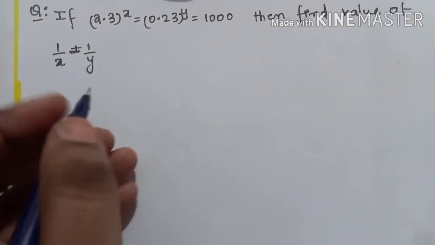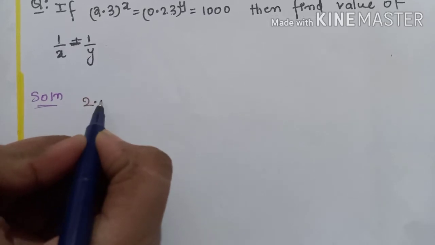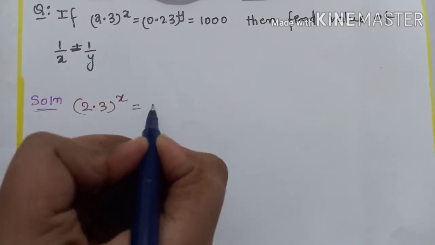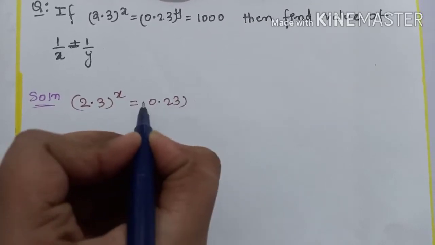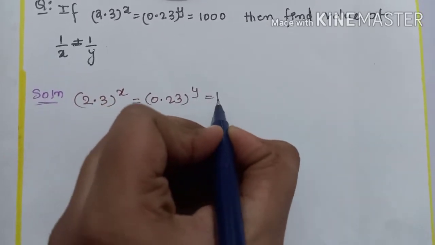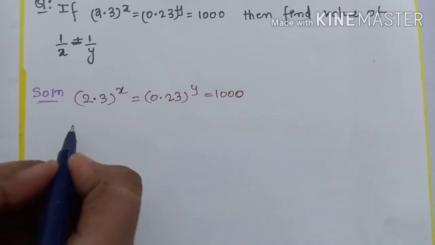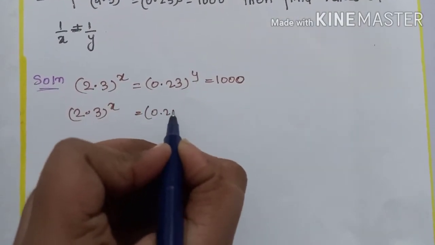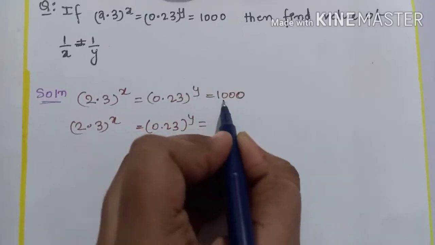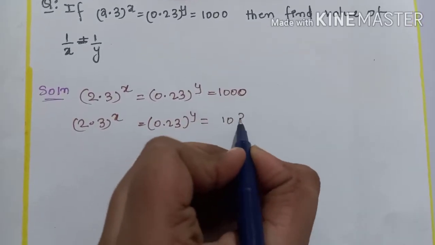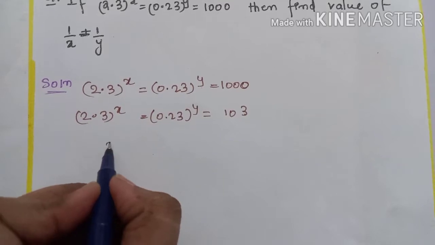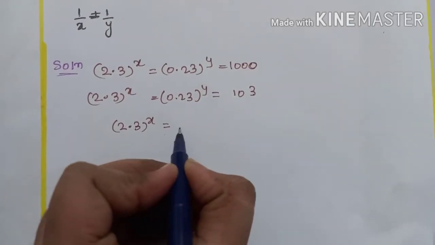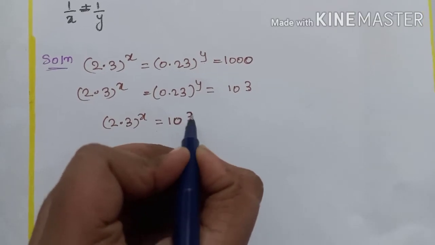Now here is the question. Given 2.3^x + 0.23^y = 1000, and 2.3^x = 0.23^y. Here 1000 can be written as 10 cube. So first, taking 2.3^x = 10^3.